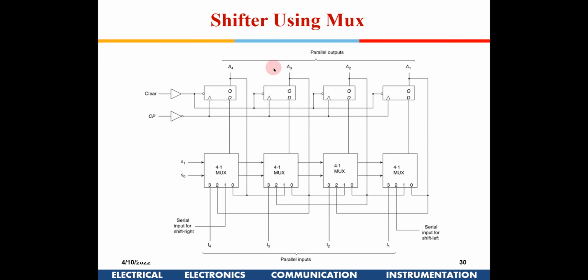Okay, we can actually make much more efficient shifters using multiplexers. So now this is the multiplexer, and this is the output register. These are the parallel inputs which are available. Now suppose these are the control lines.